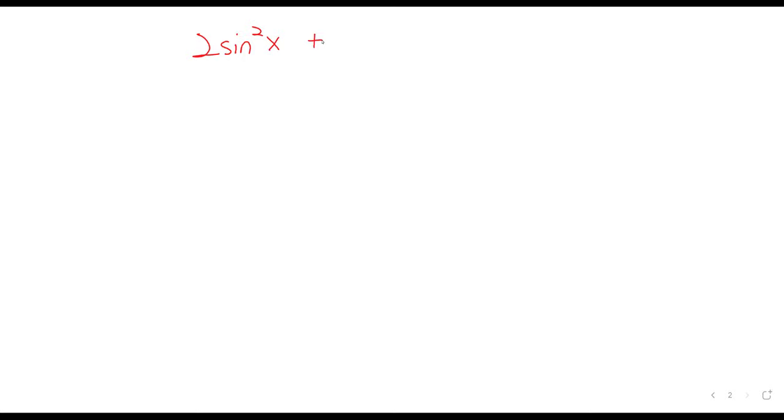For example, we'll start with this: 2 times the sine squared of x plus 5 times the sine of x minus 1 equals 0. This has an infinite number of solutions, but let's just find one of them. And let me get our calculator up, because we're going to need to use the arc sine in a moment.